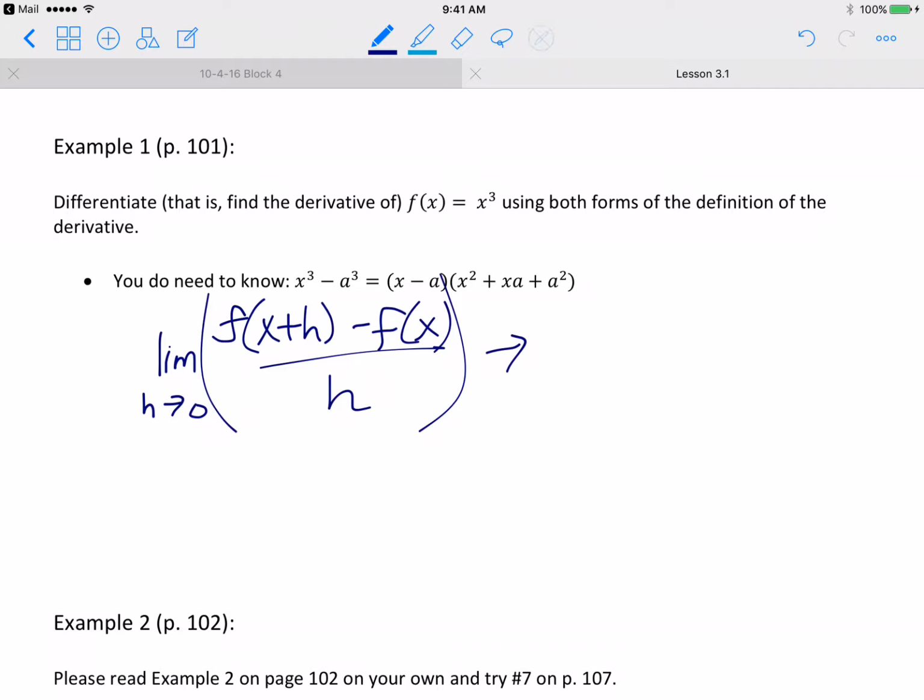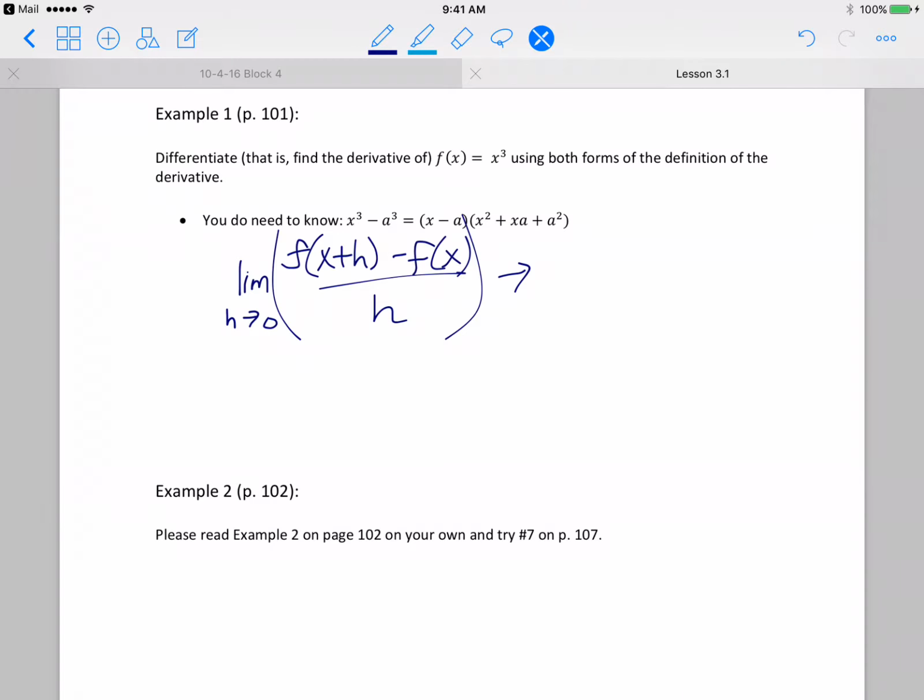And then let's go ahead and substitute x plus h and x into our given function. So we're still finding the limit as h goes to 0, but f of x plus h could be rewritten as x plus h to the third power minus f of x. F of x could be rewritten as x to the third power, all over h.